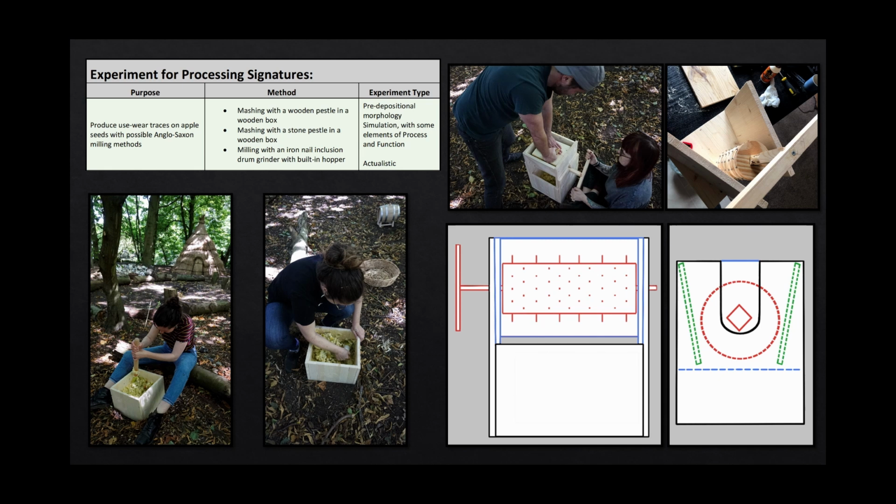The purpose of the first set of experiments was to produce use-wear traces on apple seeds with possible Anglo-Saxon milling methods. Three such milling methods were selected: mashing with a wooden pestle in a wooden box, mashing with a stone pestle in a wooden box, and milling with an iron nail inclusion drum grinder with a built-in hopper. The experiment type was predepositional morphology simulation, with some elements of process and function, as outlined by Outram in his 2008 Introduction to Experimental Archaeology. These were run as actualistic experiments.